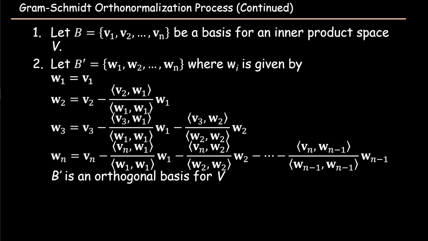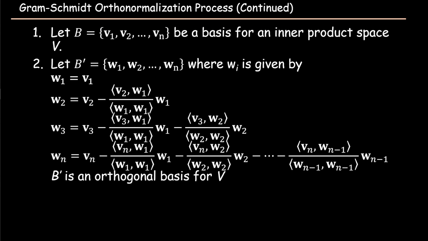And then W3 will be a similar process. It's going to be V3 minus the inner product of V3 and W1 over the magnitude of W1, multiplied by the vector W1, minus the inner product of V3 and W2 divided by the magnitude of W2, multiplied by the vector W2. It's a very long, tedious process if you have more elements, like 5, 6, 7. I feel like 3 is already enough.